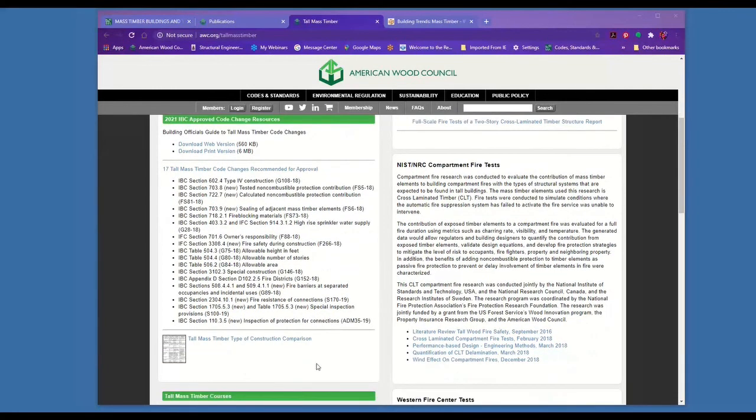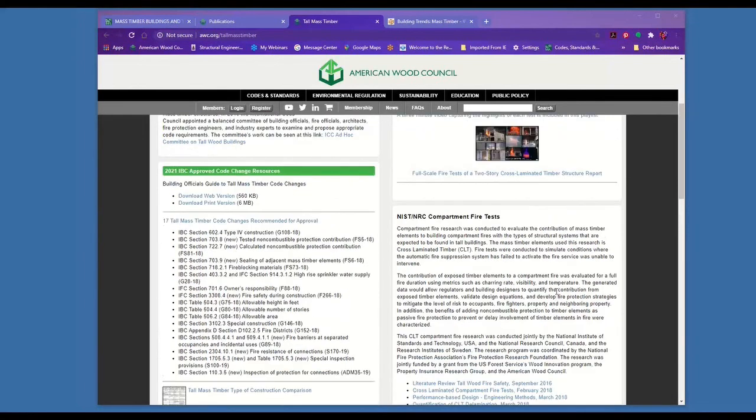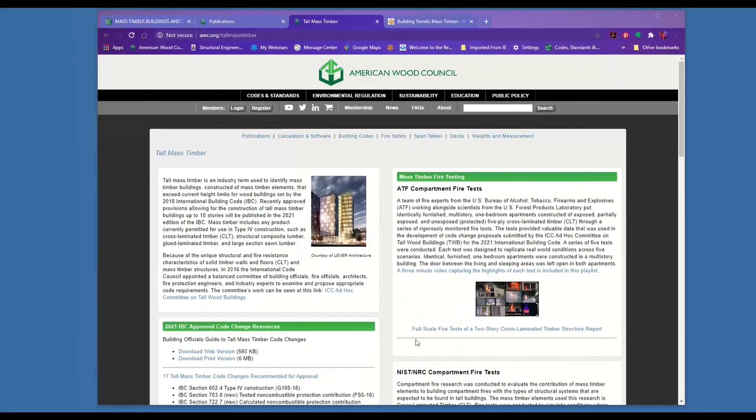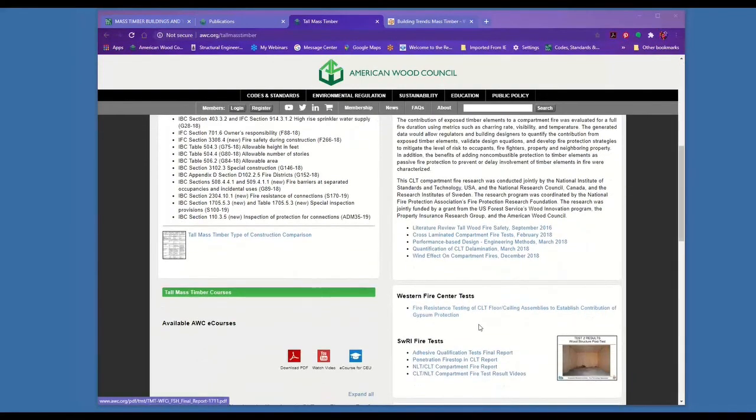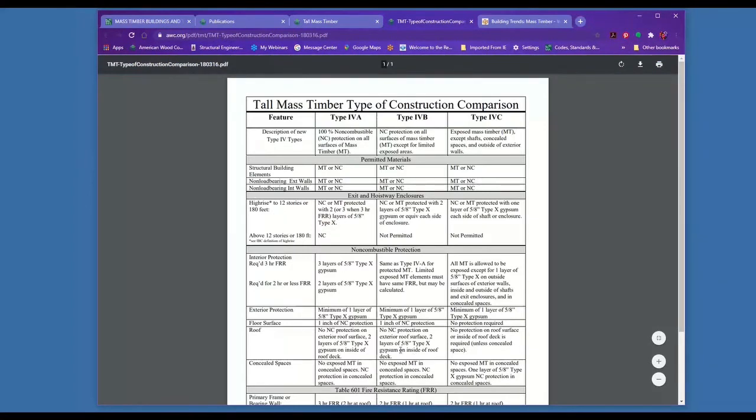We've got fire test information over on the right-hand side there. So there's a lot of good information there if you want to get into the nitty-gritty of tall mass timber. And we've got a link there to some of the mass timber courses that are out there.